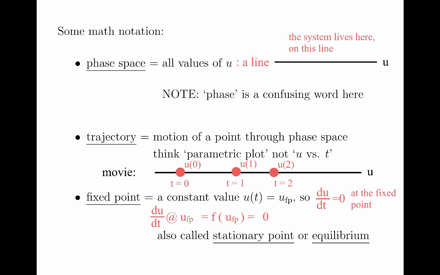These are sometimes also called stationary points. Again, stationary because u is not changing. We could think of our marble, or our bead, as fixed or stationary on this line, or in equilibrium. And typically I'll try to use the term fixed point, but I might slip into these other terminologies every once in a while.